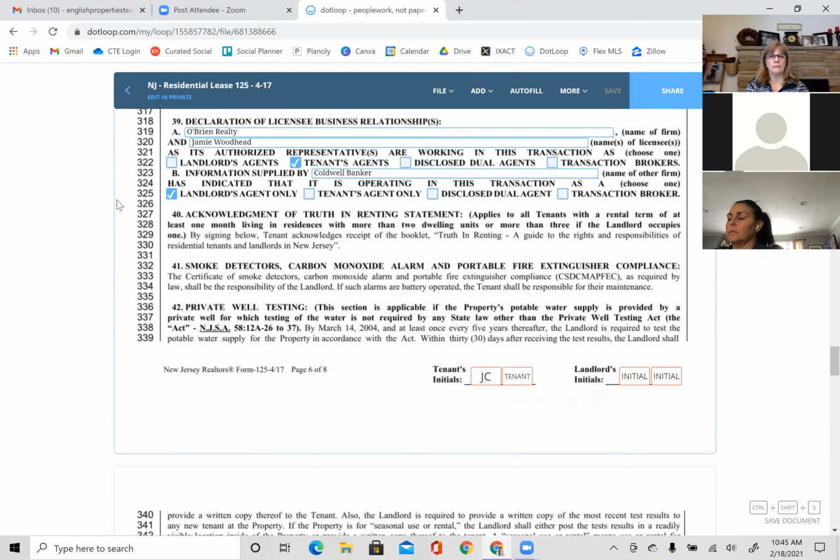The declaration of licensee relationship. So this is just saying who's representing who, right? So you always go first. O'Brien Realty, obviously, is the name of your firm, and then your name is the licensee representing that firm, and you're representing the tenant's agent. So tenant's agent is always first. Then section B here underneath it is information is supplied by. So that would be the landlord's agent, right? If it's you, say you're doing both, then it would be dual disclosed agent.